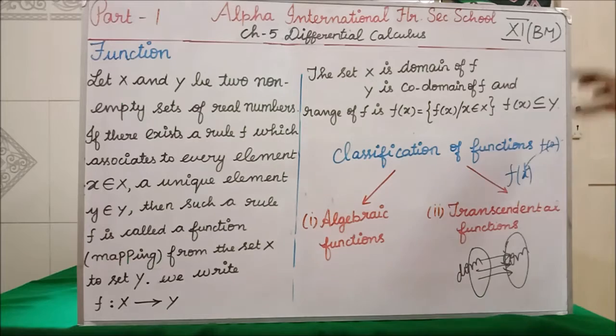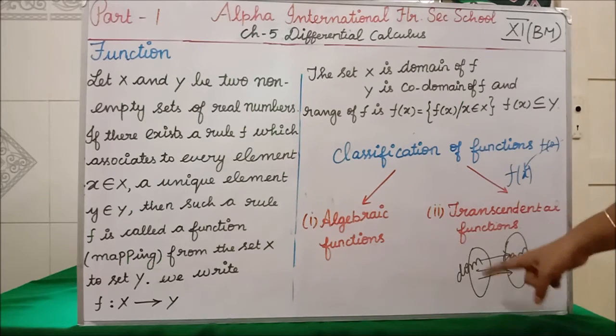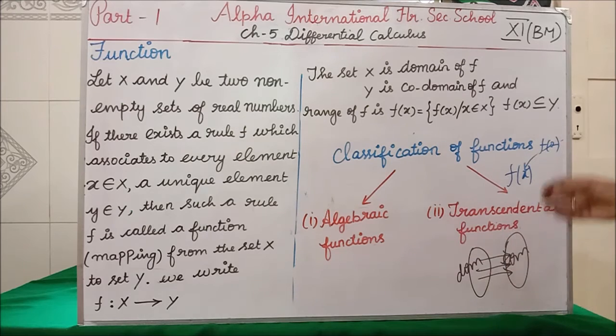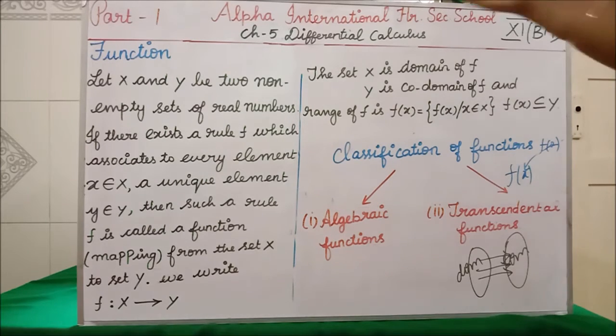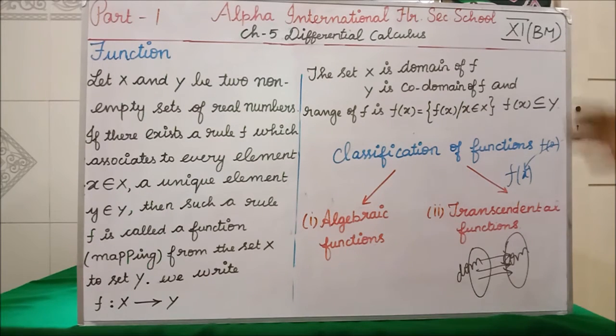Clear? See, in 10th standard you have learned this: you draw ovals, this side is the domain and this side is the codomain, and you draw some arrow marks, and that gives the range. You have learned this in 10th standard, isn't it? The same thing I am explaining here. Clear? Next we have classification of functions.